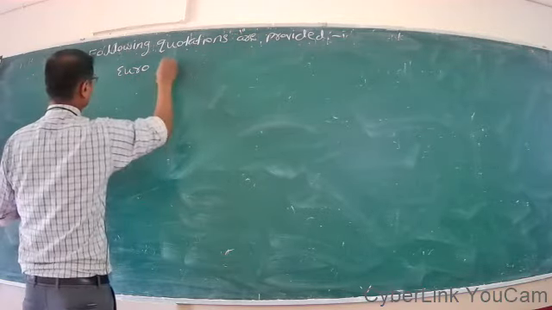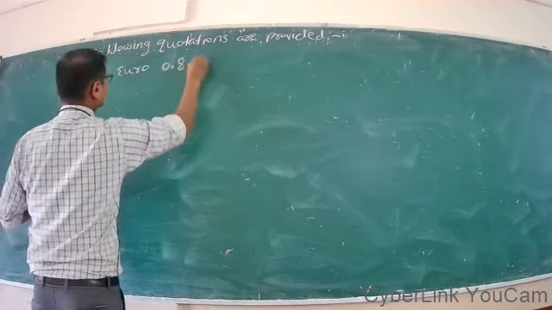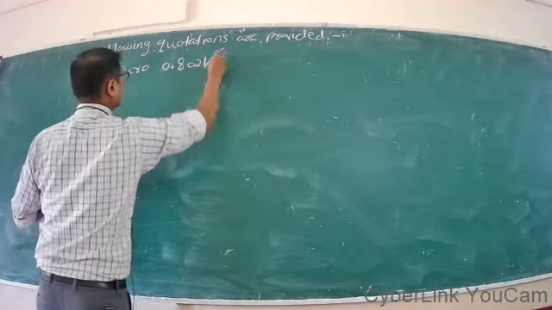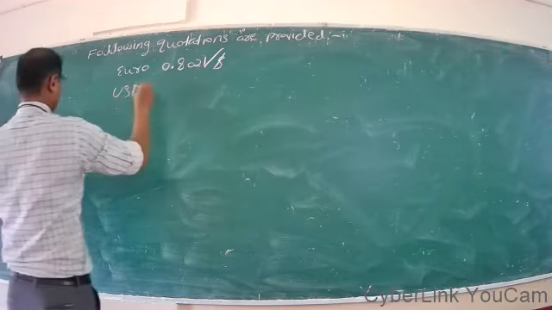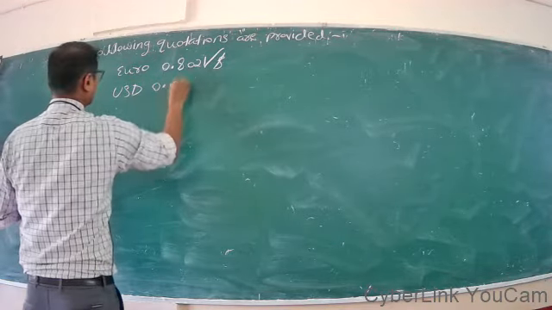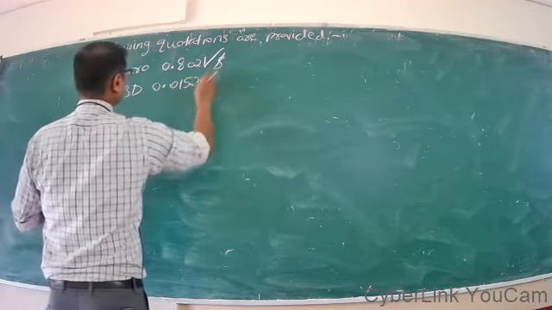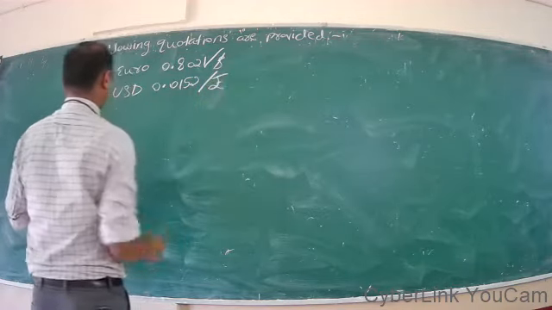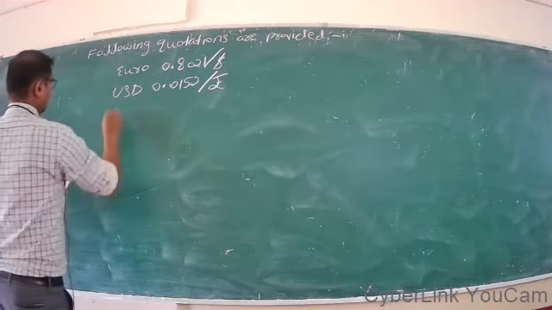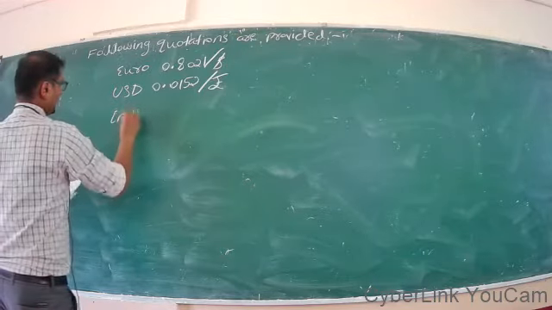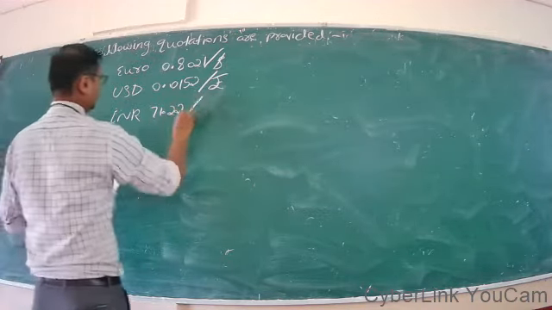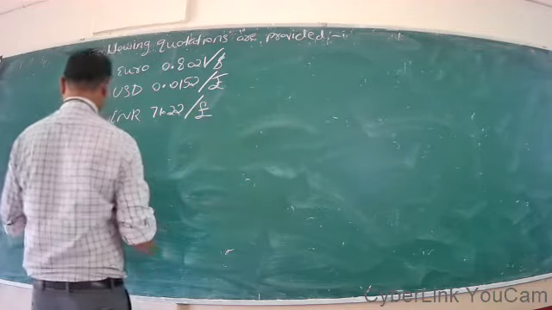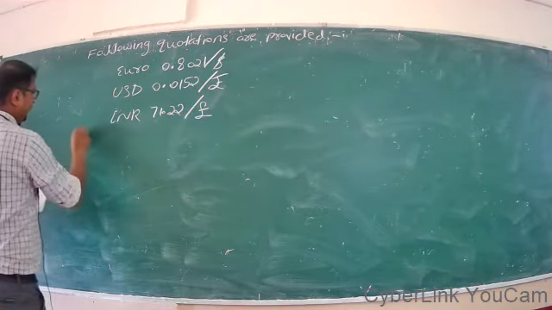Euro 0.8021 per dollar, US dollar 0.0152 per INR, Indian rupee 71.22 per sterling pound. Now find the cross rate.